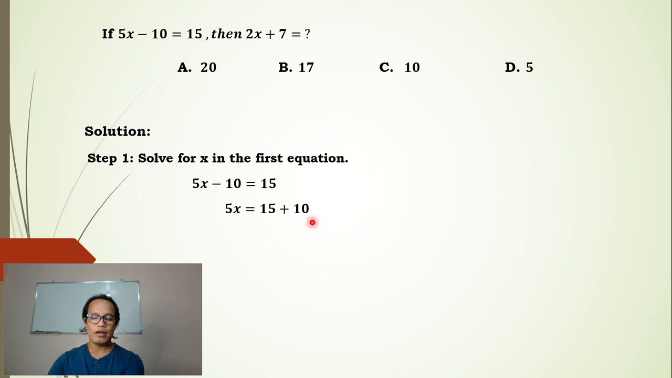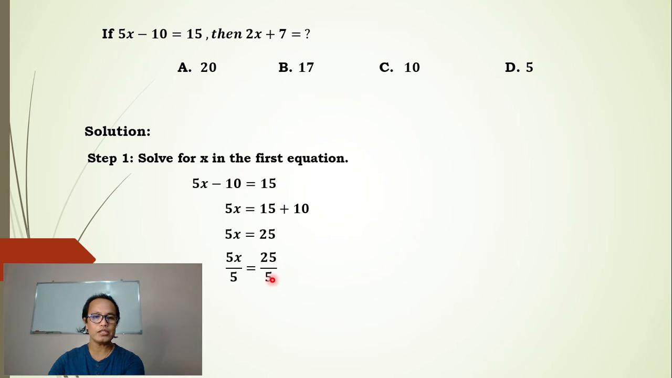So this will become 0. That's why we have here 15 plus 10. So this becomes 15 plus 10 is 25. We copy 5x equals 25. So to solve for x, we divide both sides of the equation by 5. That's why we have here 5x over 5 equals 25 over 5.